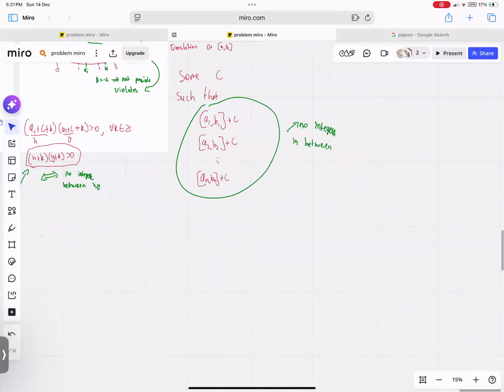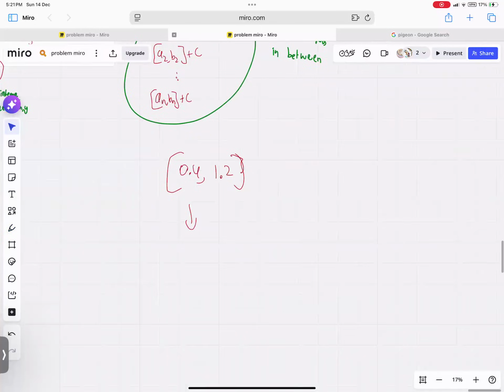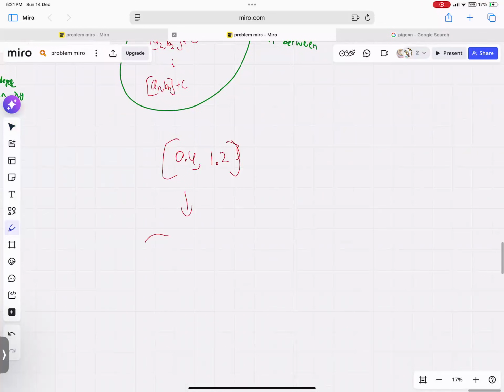So basically what you'll do is, say you have this interval an to bn, say it's something like 0.4 to 1.2. You take a sort of projection, quote unquote projection, into the interval 0 to 1. So it becomes 0.4 comma 1 and 0 comma 0.2. The projection. Do you all see why this is the case?